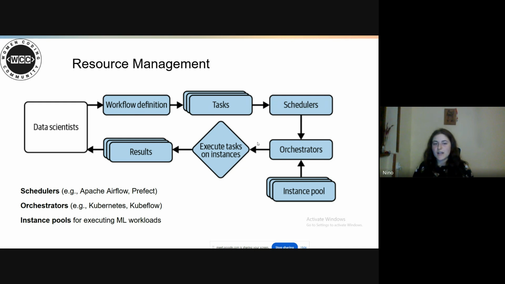These 4 stages are translated into 4 tasks, but these tasks have their own order in which they have to be executed, and their time interval. There should be a difference between each task when it's executed. For that, we use schedulers, like Apache Airflow. After schedulers, there comes the role of orchestrators like Kubernetes, which allocates compute resources and runs tasks on the right infrastructure. That's the role of Kubernetes. And then comes the last part, the instance pool, which is for executing ML workloads.